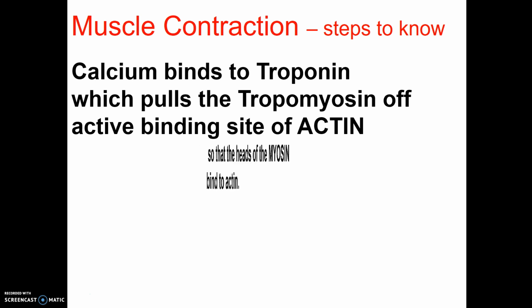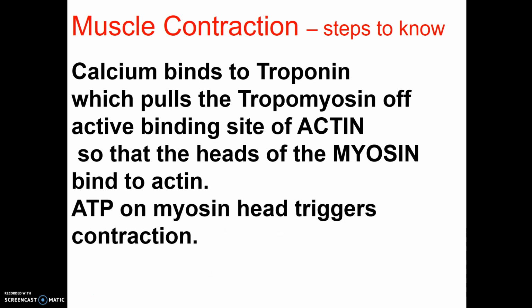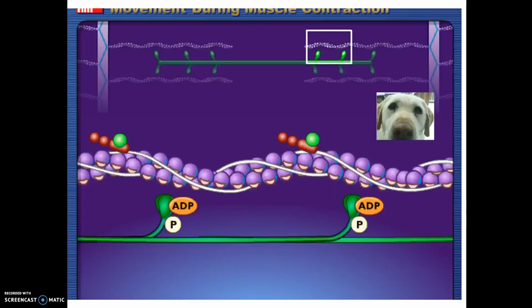The actin then has myosin heads attached to it, and they will move. ATP, the energy, allows them to move, and the muscle contracts. Now, these words are just words. It's easier to see when you click on a diagram. It's repeated many times for one contraction of a muscle cell fiber.